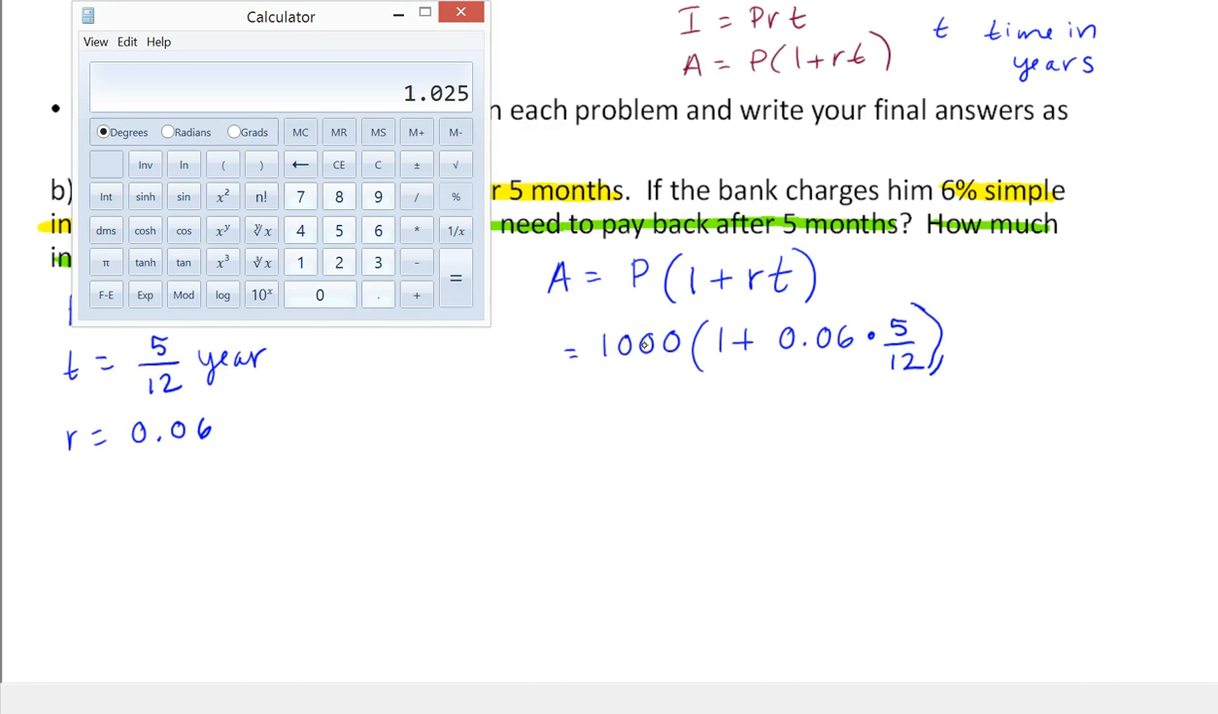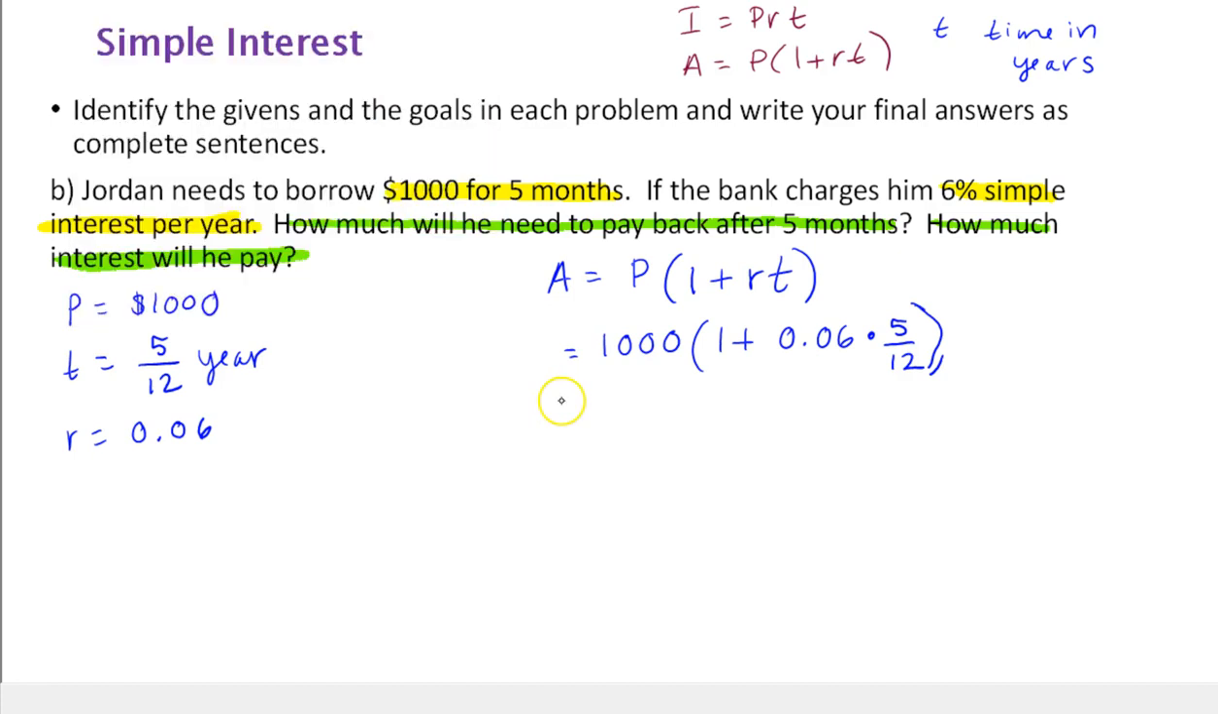In general, you do not want to round till the end. It actually wouldn't make a difference here, but in a lot of cases you can get round-off error, so we don't round till the very end. So multiply that times 1,000, and we get 1,025. And that is measured in dollars. It's the amount he needs to pay back.